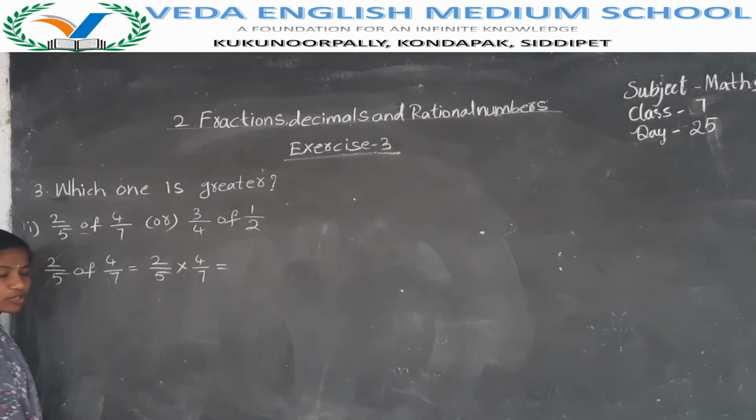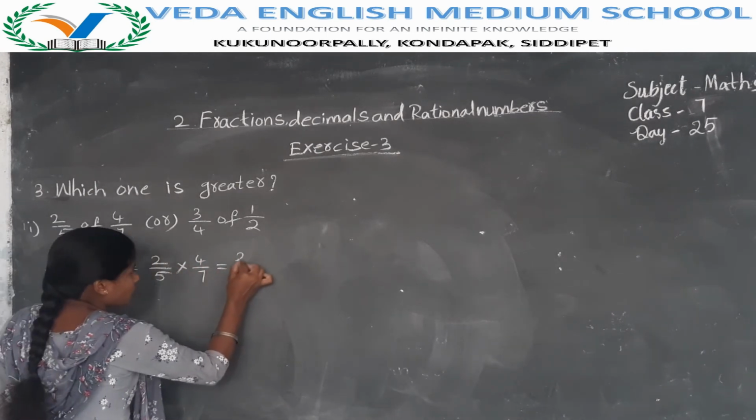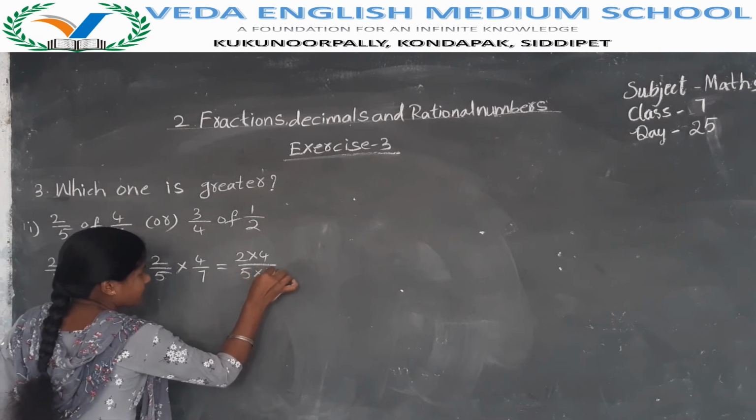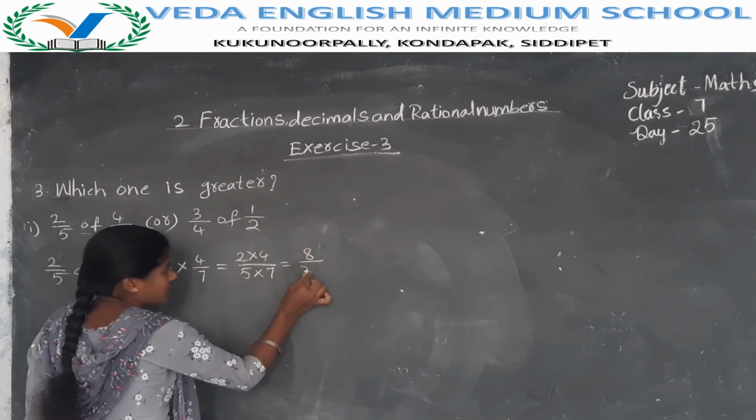Is there any possibility to cut? Is there any possibility to cut anywhere here? No. So what you have to do? Multiply the numerators: 2 into 4 by 5 into 7. It gives 2 fours are 8 by 5 sevens are 35.